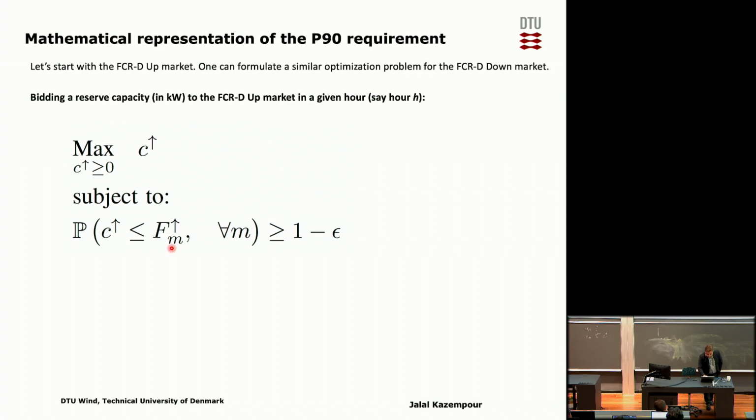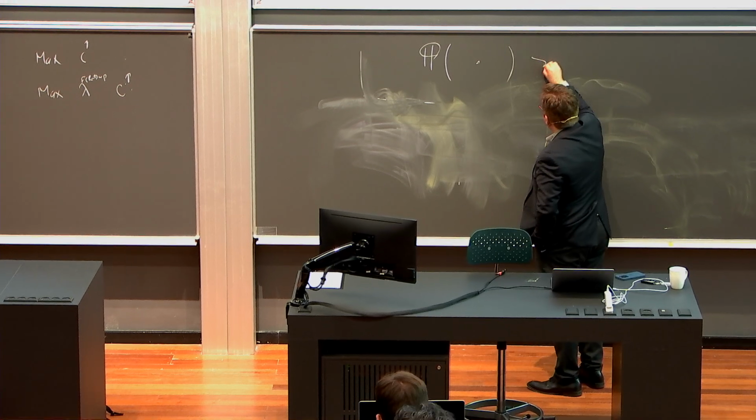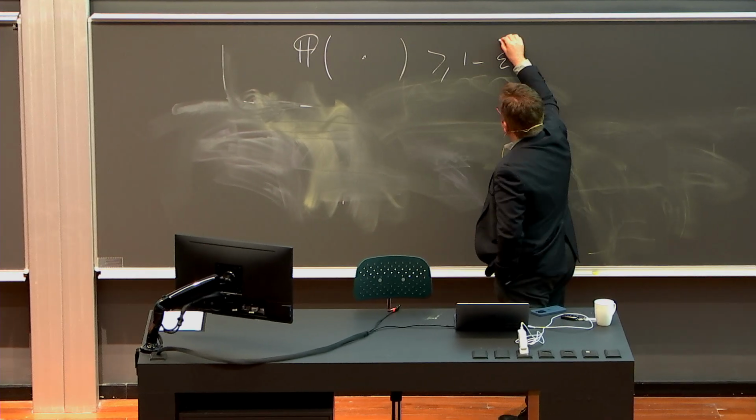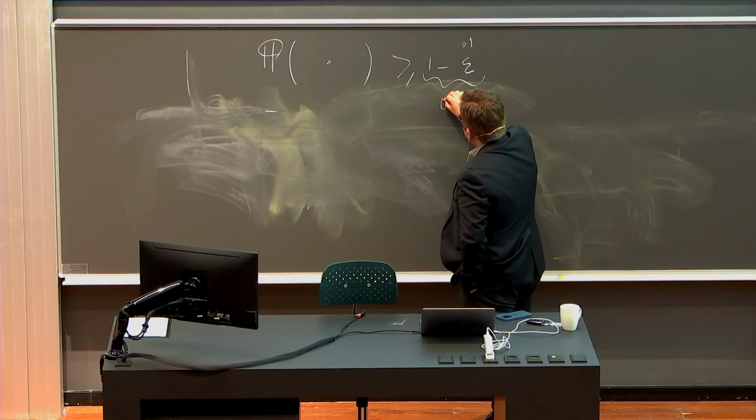We always want to make sure that we bid up to how much flexibility we have. But how much flexibility we have is stochastic. So this is a stochastic parameter. This is our variable. We have that constraint per minute. And now we have this function of P with a constraint greater than or equal to 1 minus epsilon. And in our case, because of P90, epsilon is 0.1. So this is 0.9.